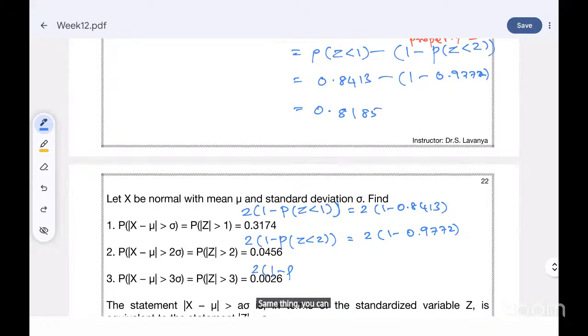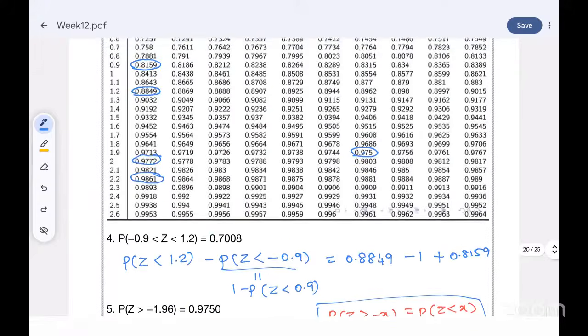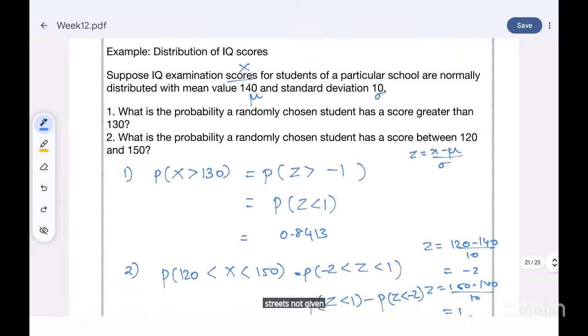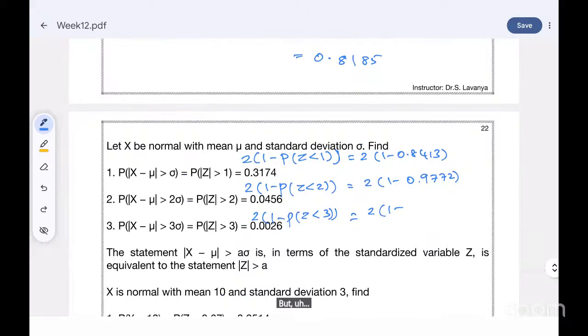Same way you can check this as well. Z less than 3. So what is the probability of Z less than 3? It's not given here, but it should be 0.9987. So in all the cases, is the answer matching?